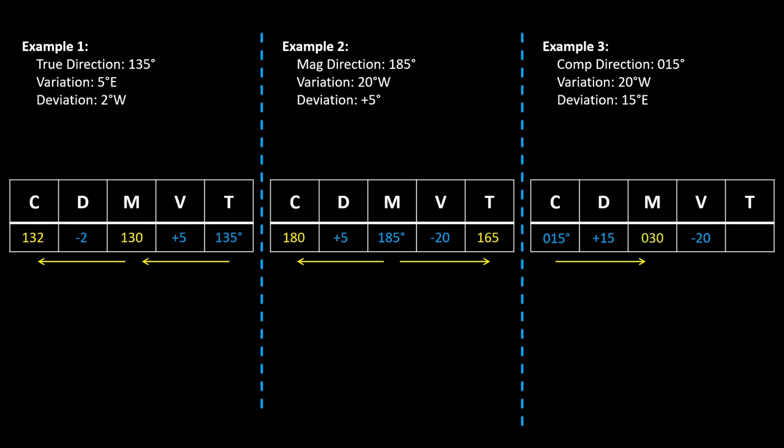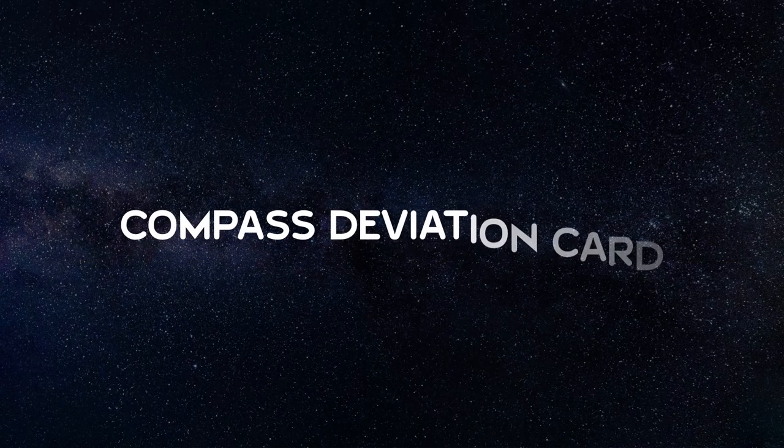Next, calculate true direction by using magnetic direction and variation. 030 minus 20 equals 010.